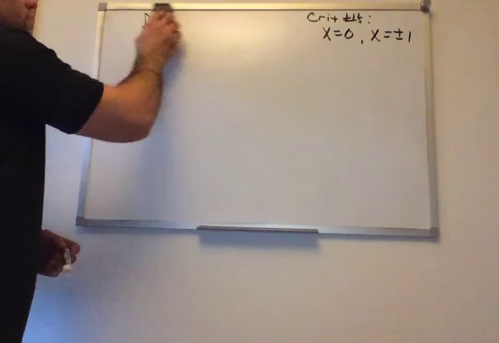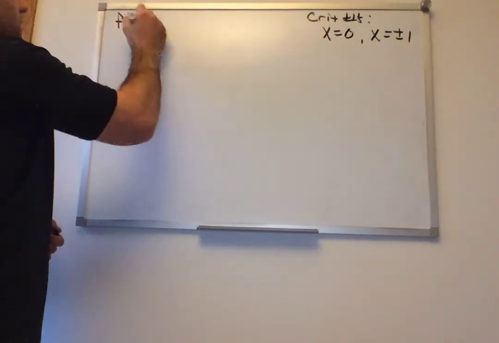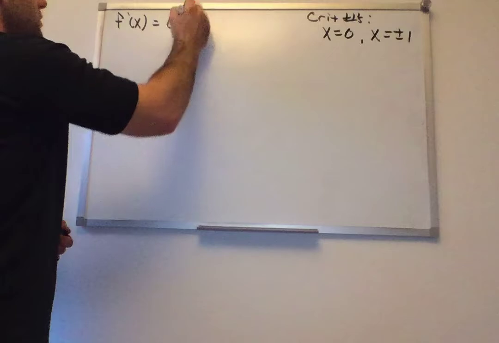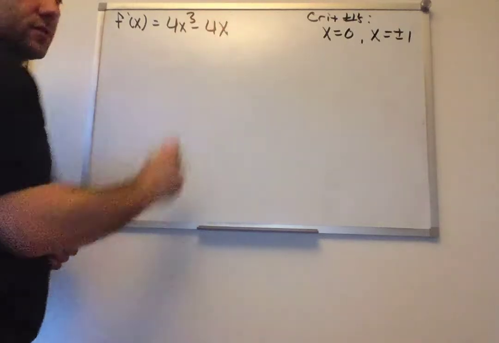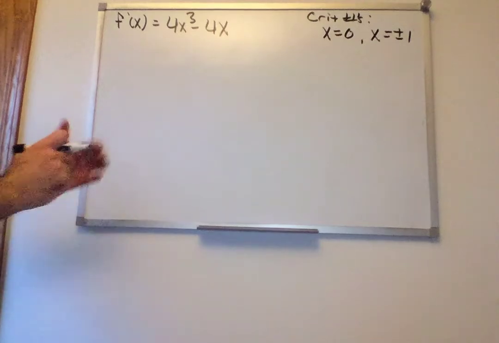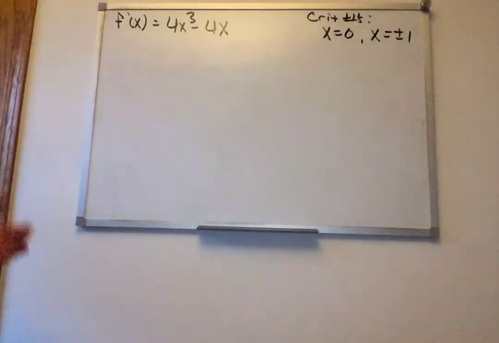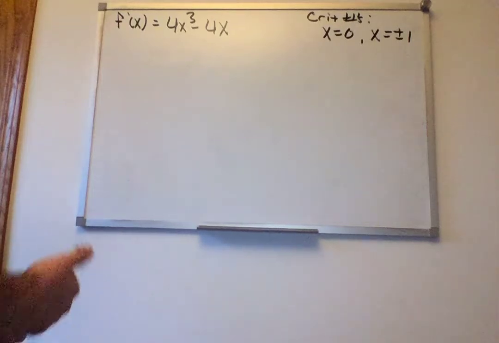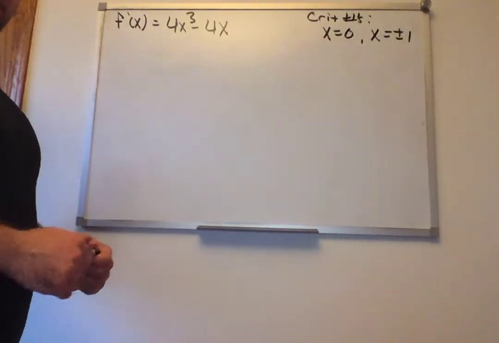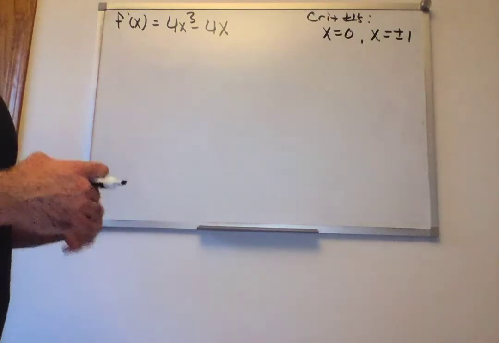We don't need the original function. We do need the derivative. F prime of x is equal to 4x cubed minus 4x. Okay, so now we want to see where the derivative goes from being positive to being negative, or the other way around, or does it always stay positive or always stay negative? What we're going to do is use the increasing-decreasing test and do the same procedure.